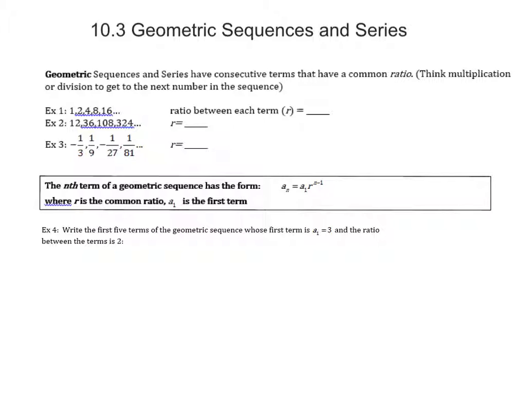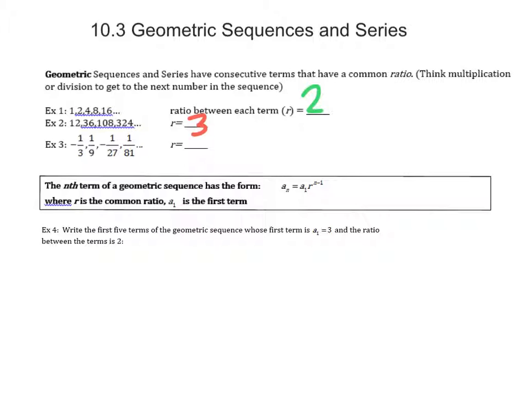So if we look at example 1, for this one, I'm going from 1 to 2 to 4 to 8 to 16. So I'm multiplying by 2 every time. So my common ratio is 2. On the next one, let me do it different. Let's try this one. Going from 12 to 36 to 108 to 324. So I'm multiplying by 3 every time.